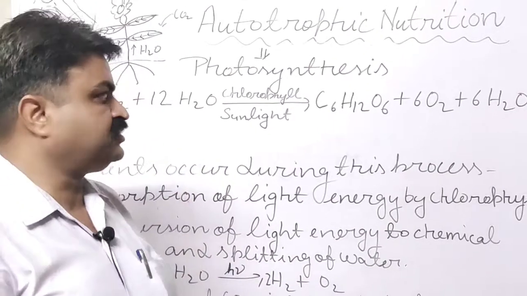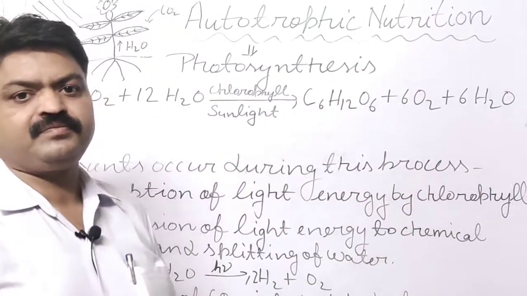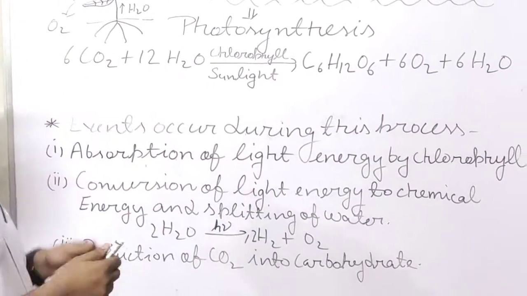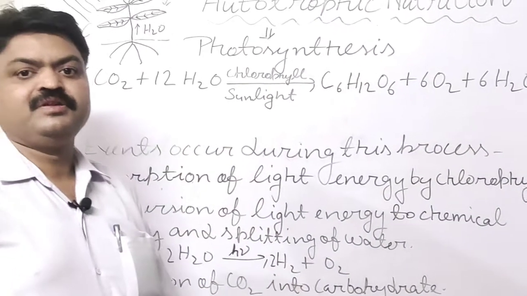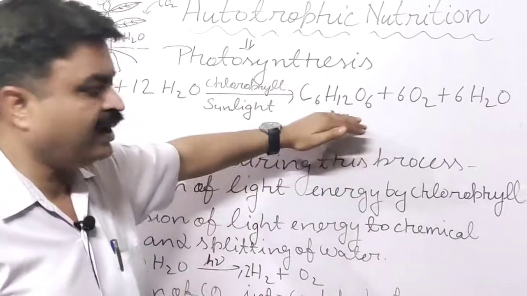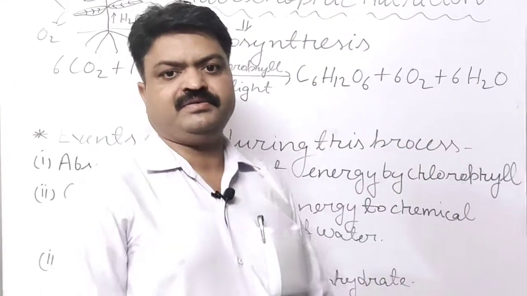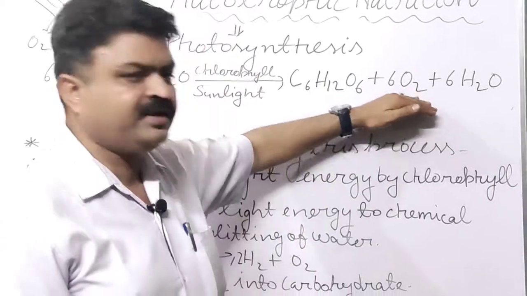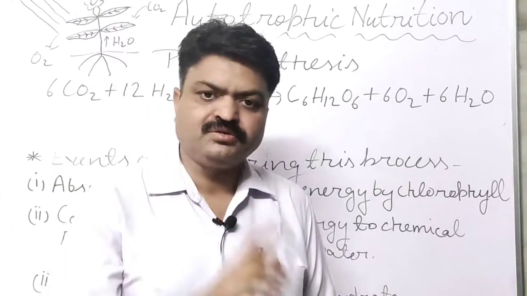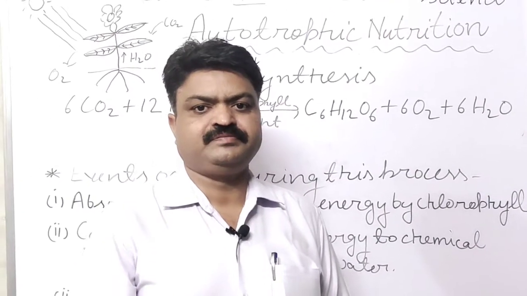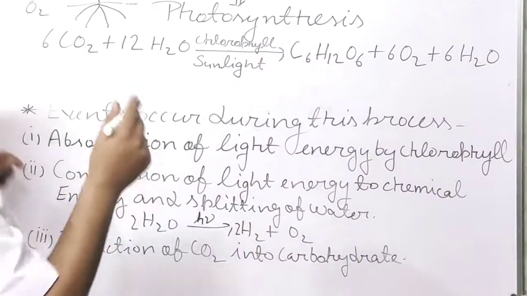And in this process, students, oxygen and water are released. When the plants make their own food with the help of carbon dioxide and water, they form carbohydrate or glucose with the release of oxygen and water. And that oxygen and water are also released with the help of the teeny pores, students, and those teeny pores are known as stomata.